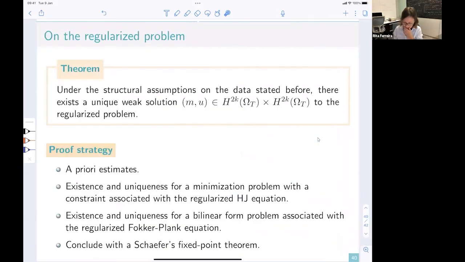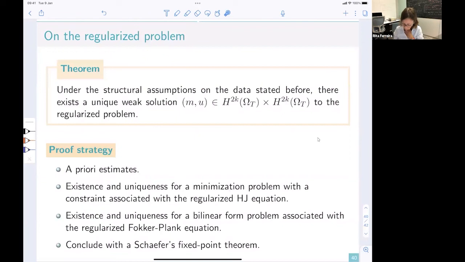Now, under exactly the same assumptions that I was stating before, so nothing hidden here, we can prove that there exists a weak solution to the regularized problem, exactly in the sense that I was defining before. And we have to establish a priori estimates. The way we go about it is establishing a priori estimates.